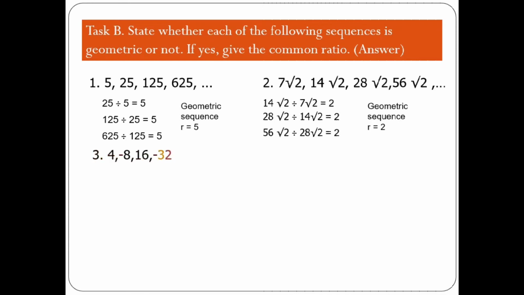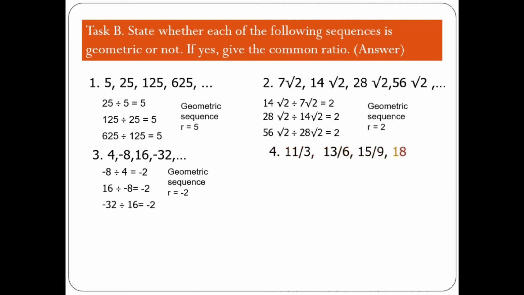Number 3, 4, negative 8, 16, negative 32, and so on. Negative 8 divided by 4 is negative 2. 16 divided by negative 8 is negative 2. Negative 32 divided by 16 is negative 2. This is also an example of a geometric sequence with a common ratio of negative 2.